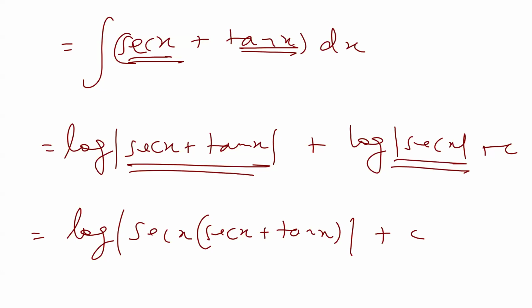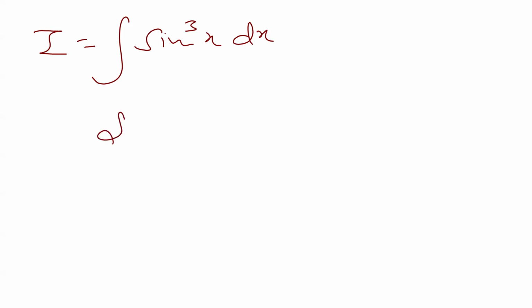Okay. So, integration of sine cube x dx. Now, whenever there is sine cube x or cos cube x, always make use of the sine 3x and cos 3x triple angle formula. I'll just write down the basic formula. Sine 3x is equal to 3 sine x minus 4 sine cube x.